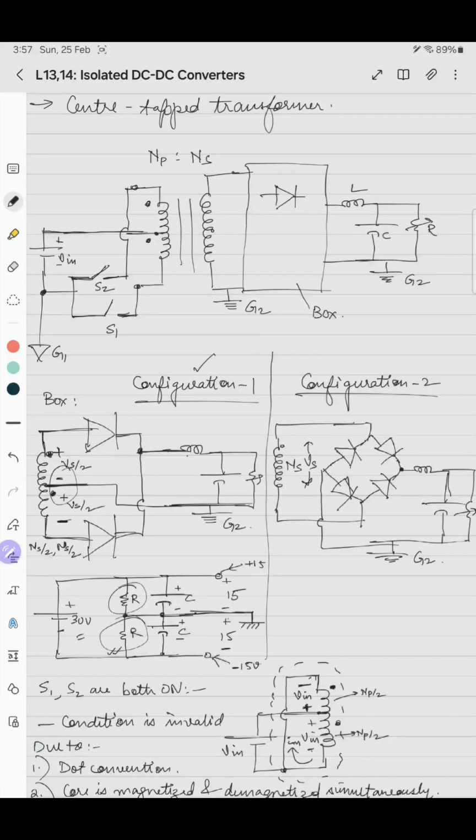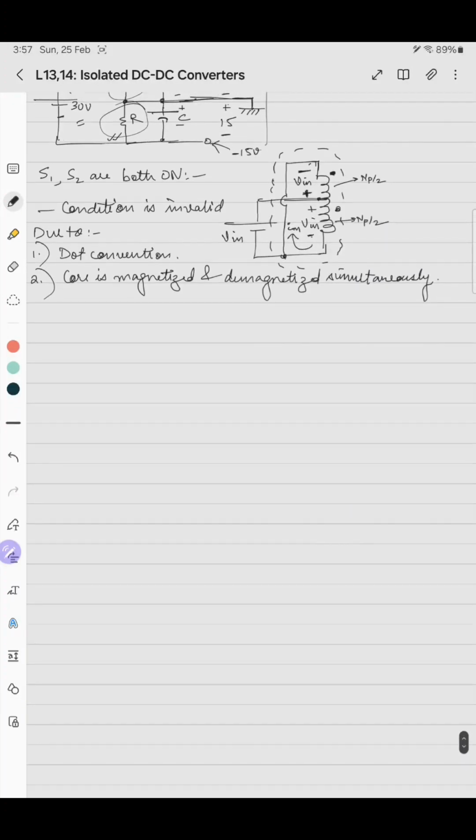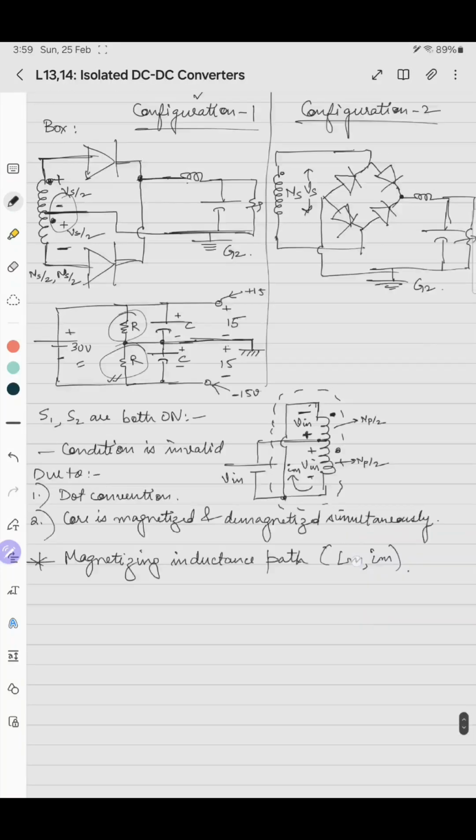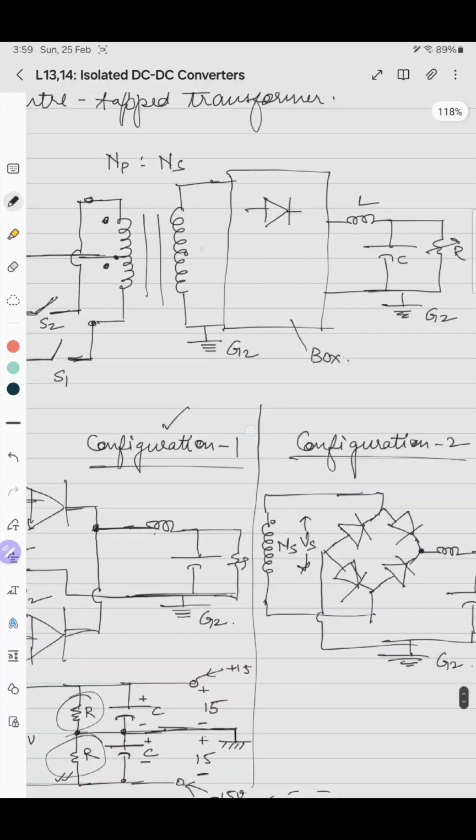Now to study the steady state operation of push-pull converter, we have to see the magnetizing path and how it is. So then we see the magnetizing inductance path. So basically we have to see LM and IM, how they are split. So if you have to analyze the magnetizing inductance path, first we have to see the operation of a center tap transformer, that how a center tap transformer will behave.